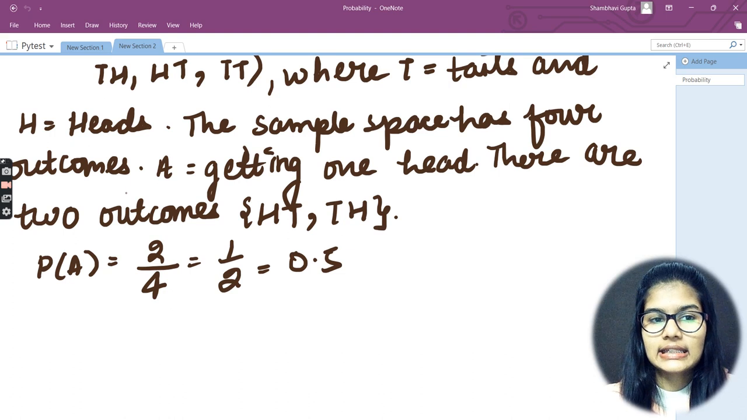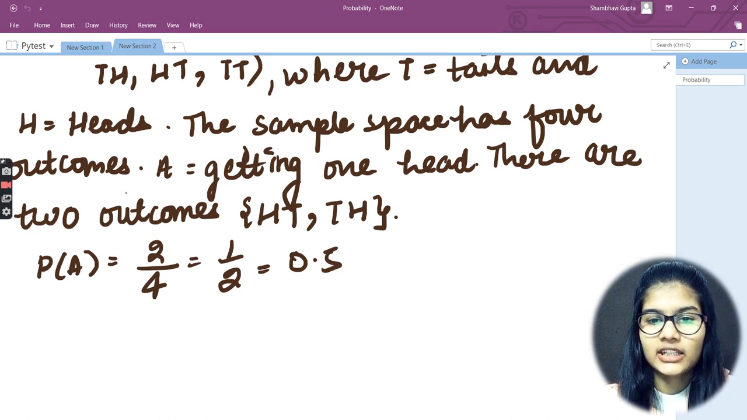So it was head tail, tail head, and tail tail. Right, these are the only four outcomes which could occur if the coin is tossed. Further, T was referring to my tails and H was referring to my heads. Right, so in that case, the sample space will actually have the four outcomes, right?